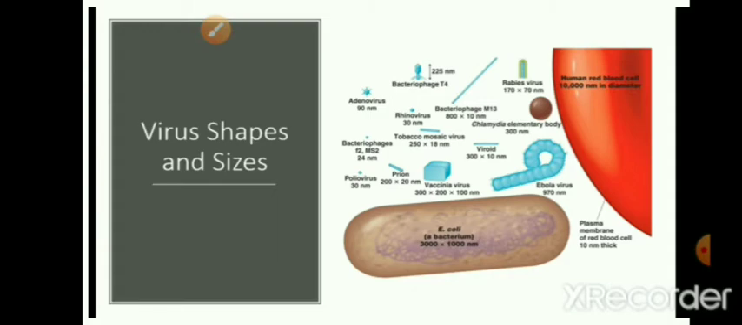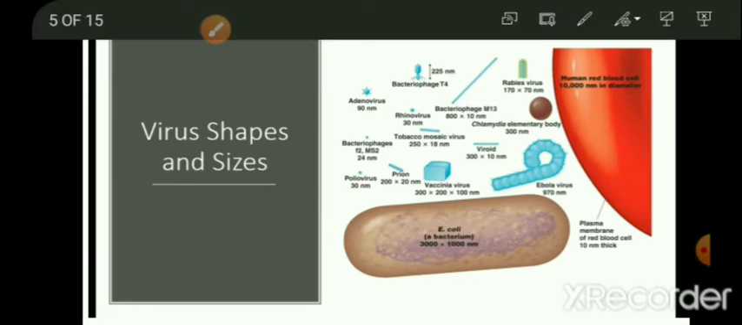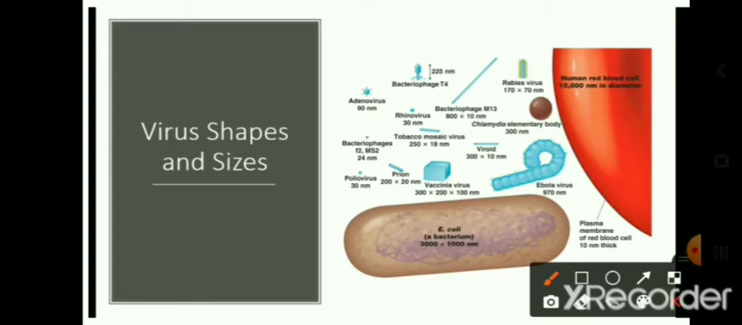Different shapes of viruses and their examples are, first, tobacco mosaic virus. Tobacco mosaic virus is a round shaped virus. Pox virus is a brick shaped virus. And rabies virus is a bullet shaped virus. And Ebola virus is filamentous in shape.